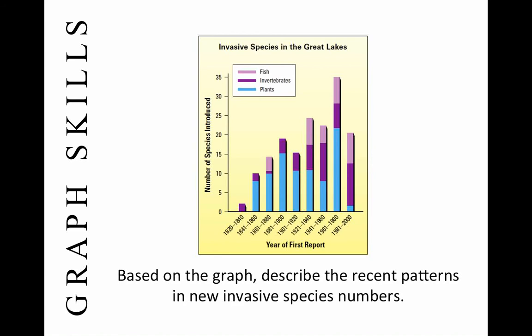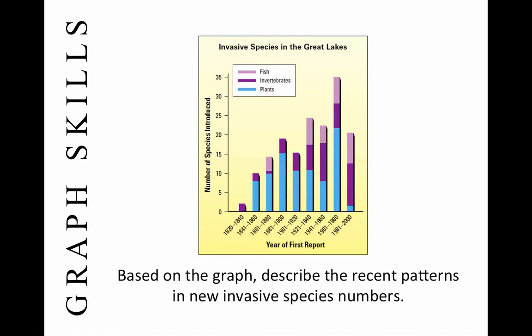This graph can help us understand what is happening with invasive species in the Great Lakes. We want to answer the question, based on the graph, describe the recent patterns in new invasive species numbers. In other words, are new invasive species increasing, decreasing, or staying the same? To answer this question, let's look at some specific examples.